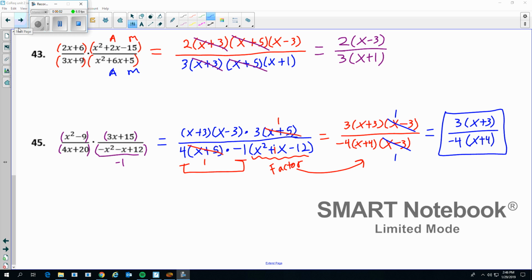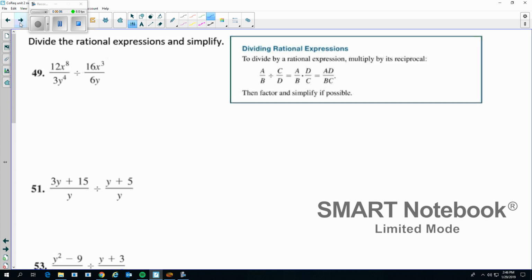Okay, so on to the last page of 2.2 notes. Really, the only difference that we're going to introduce here is dividing. A little shortcut to this is called keep, change, flip.